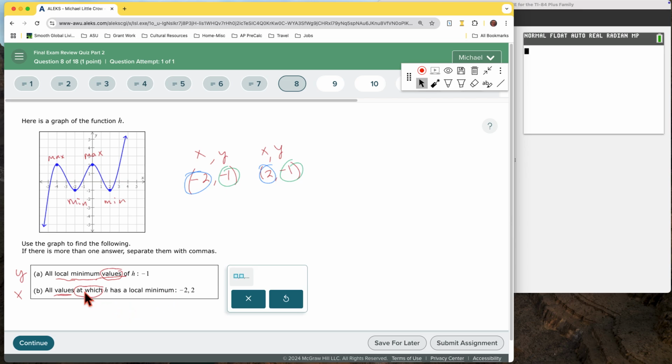Okay, so that will help us. These are the x values at which. That's a location. That's an x. Values. That is just a y. And again, they both have the word values, but you have to identify which one is the location, the x value, which one are just values, function values. Those are y's. Okay, so that's that one.